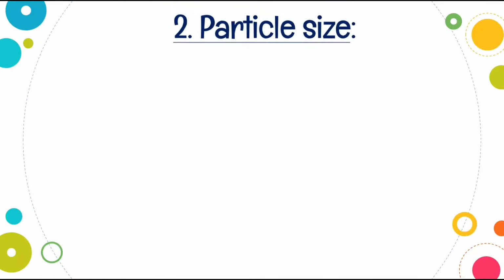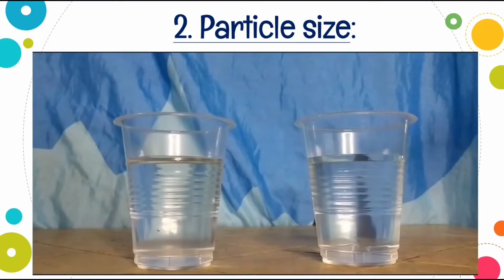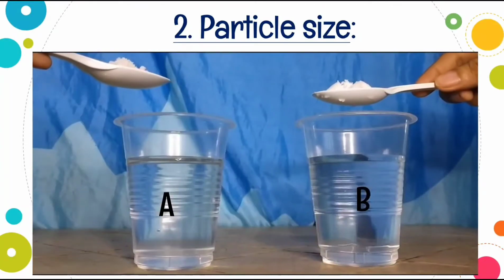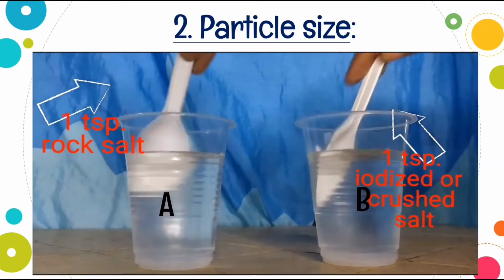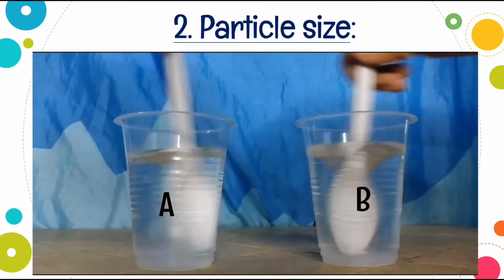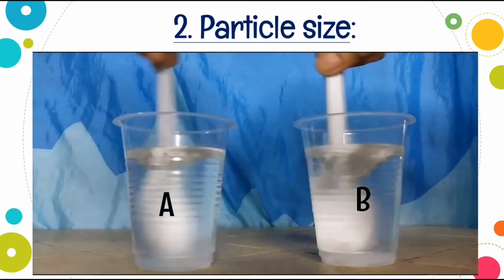Number 2, particle size. In this experiment, we will try to investigate what type of solute will dissolve faster in a cup of water, iodized salt or rock salt. We will have 2 glasses with the same amount of water. Label them glass A and glass B. In glass A, put 1 teaspoon of rock salt, and in glass B, put 1 teaspoon of iodized salt. Stir both mixtures and observe what happens.